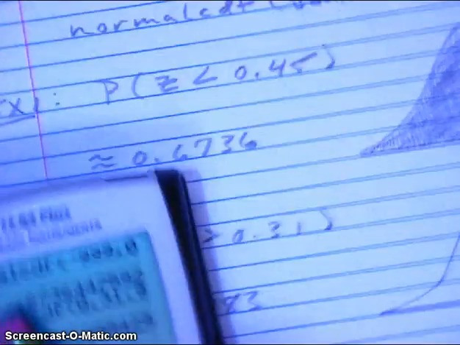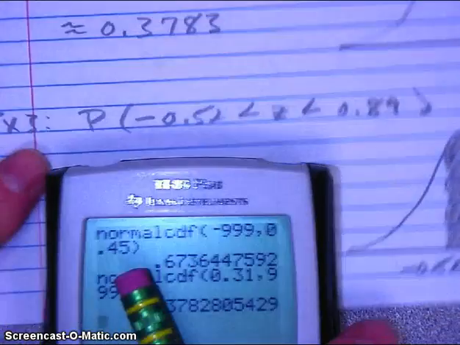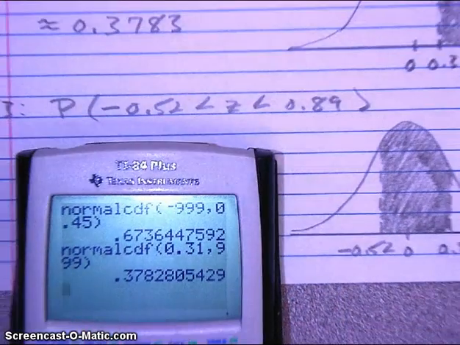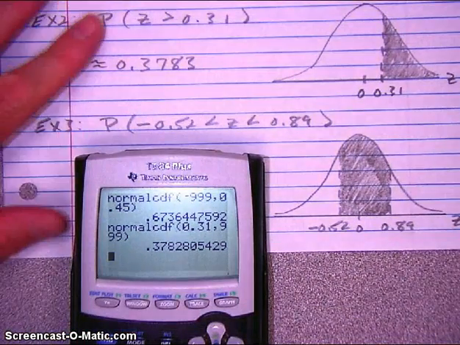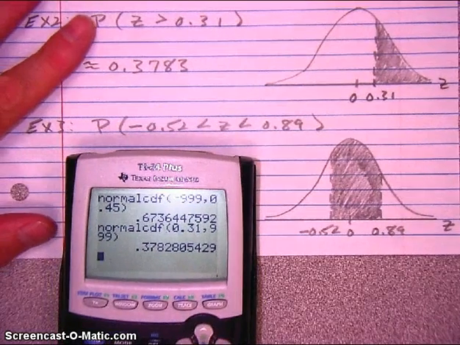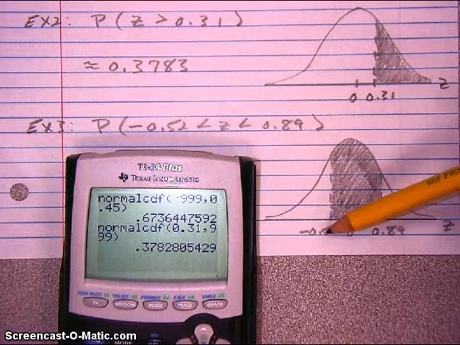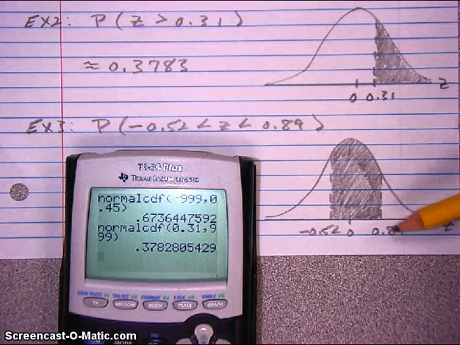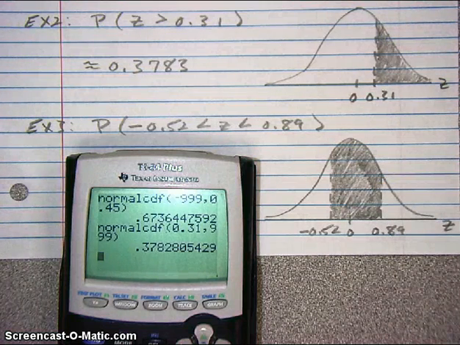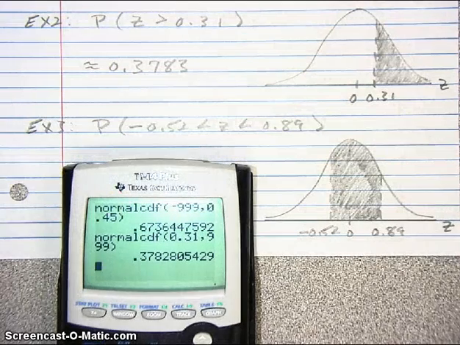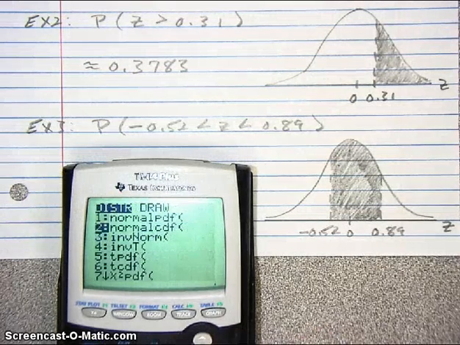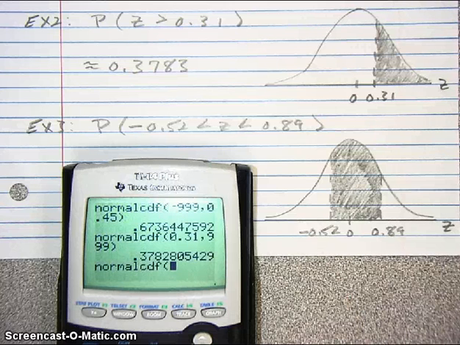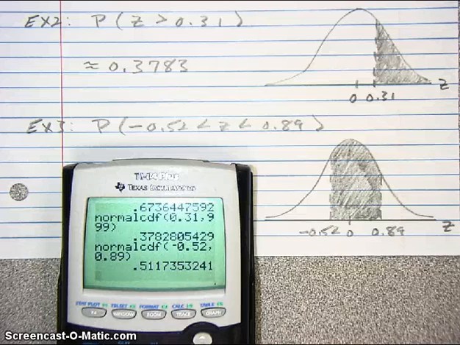Now, on the calculator, you can also do calculations like this. Suppose you want to find the proportion of z-scores that are between 2 values on your number line. As I have it here, I have negative 0.52 and positive 0.89. If I want to find that area with the calculator, it's very easy. All I have to do is go to normal CDF, and then I put in negative 0.52, and then a comma, and then positive 0.89, close my parentheses, press enter, and I get 0.5117.